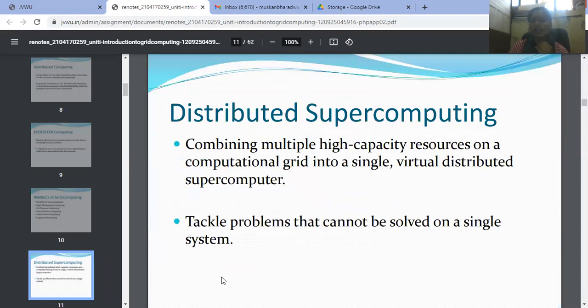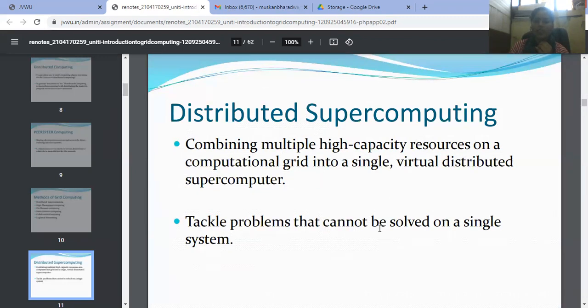That is all the describing point which I have already discussed. So let's see what is distributed supercomputing: a combination of multiple high capacity resources on the computational grid into a single, virtual or distributed form. We can also connect it virtually, isn't it? That is considered under the format of the cloud or distributed supercomputing.